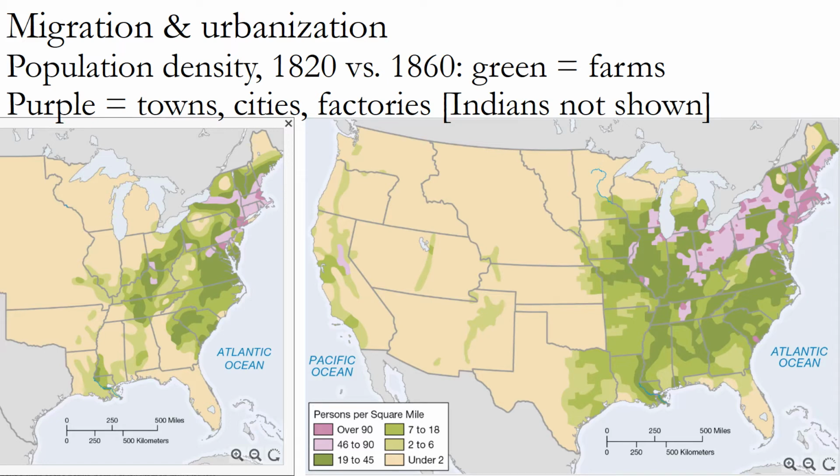Here is 1860. Now American settlement has spread west beyond the Mississippi River. You've even got some pockets of settlement out west. We'll talk more about that next week.